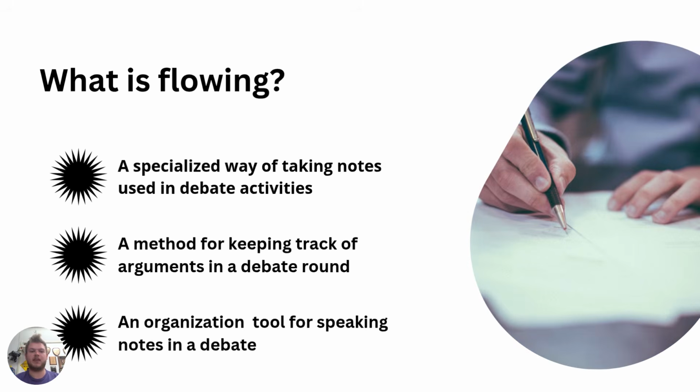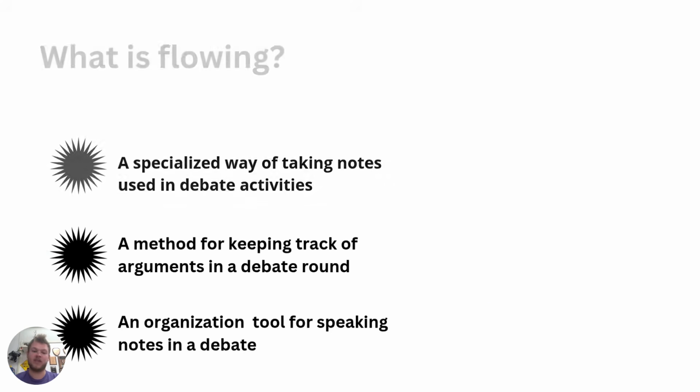So first up, what is flowing? Well, flowing is a specialized way of taking notes used in speech and debate activities. It's how we keep track of arguments that are happening in the debate round, and it's an organization tool for speaking notes in debate. So it simultaneously helps us know what's happening and what we are supposed to say and what our opponents have said and what they haven't said.